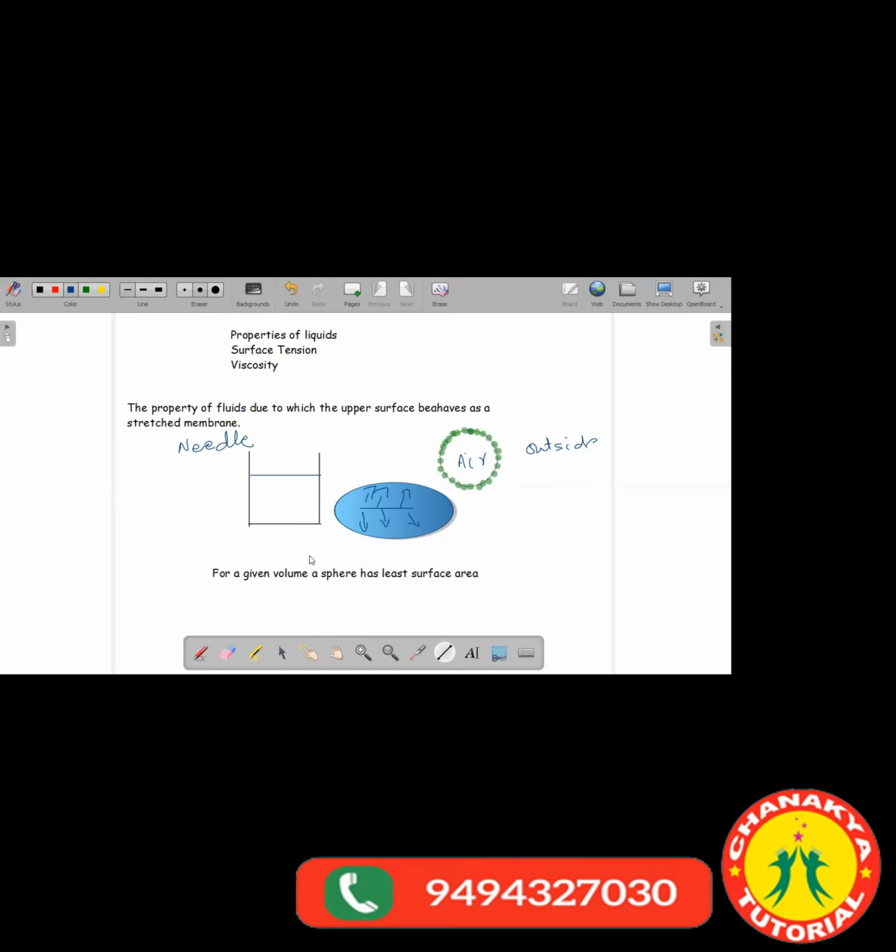If I gently put a needle here, the needle will not sink. The needle will float. If I gently put it on the surface so that it does not pierce the upper layer. If it pierces the upper layer, it will sink. But if it does not pierce the upper layer, you have to put it very gently, so that the upper layer, which behaves as a membrane, remains intact.